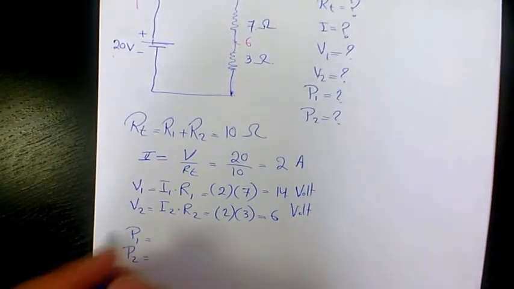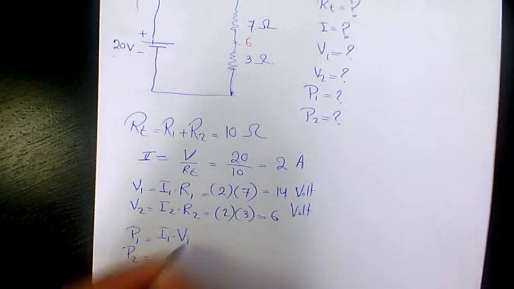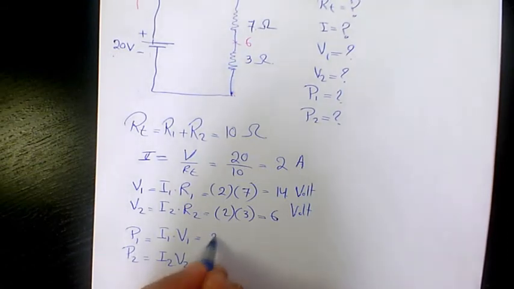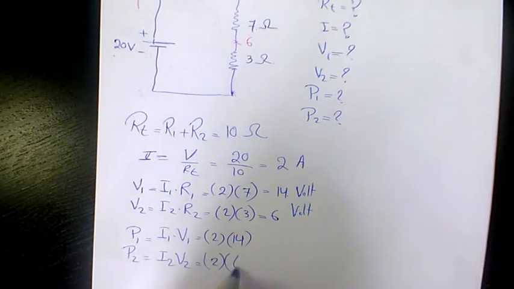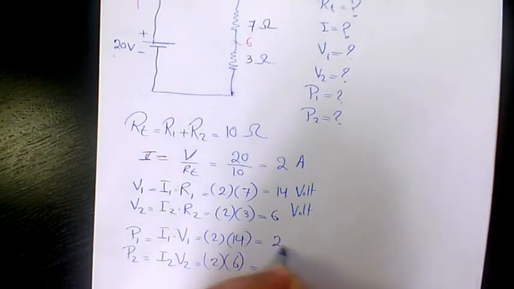P is I1 times V1. This one is I2 times V2. I1 is 2. V1 is 14. 2 times 14 is 28. And 2 times 6 is 12.